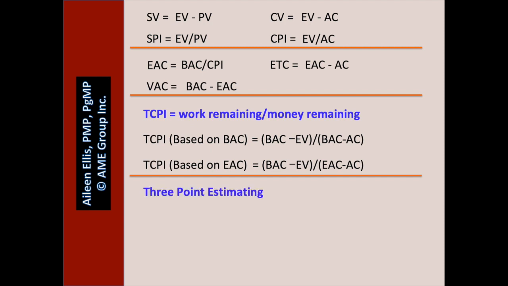The next idea relates to three-point estimating. One equation is for the triangular distribution, or they might call it the simple average, where we add the 3 points together, pessimistic, most likely, and optimistic, and we divide by 3. This is really a simple average.